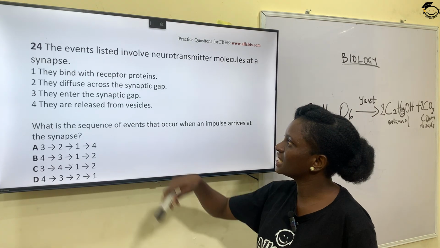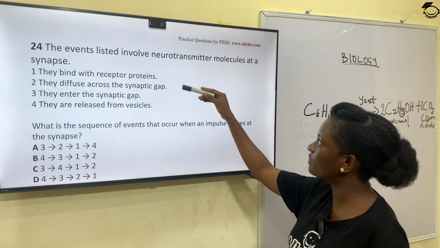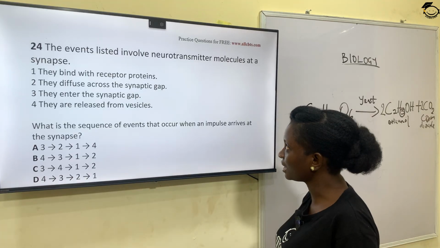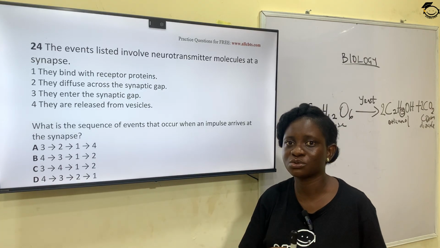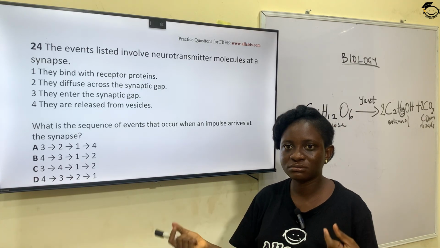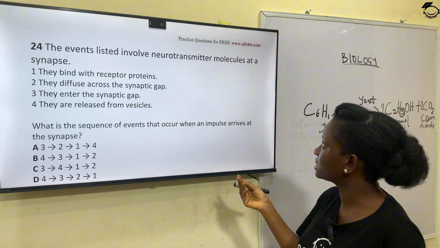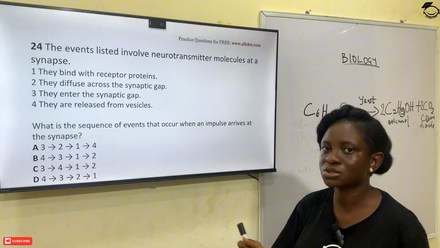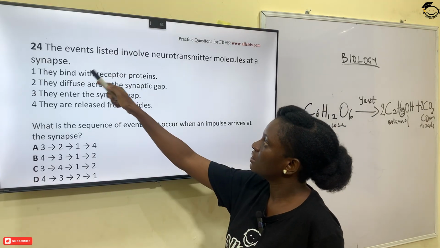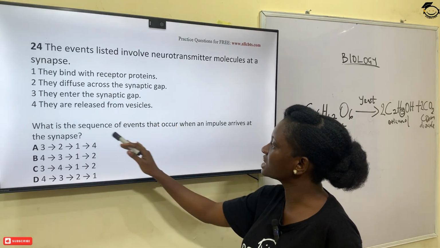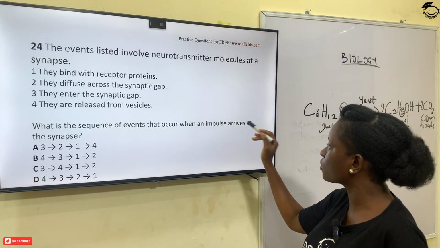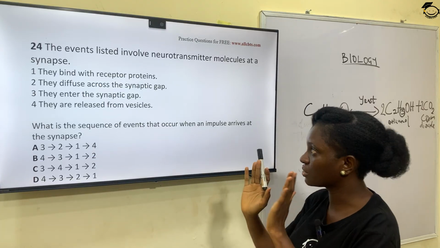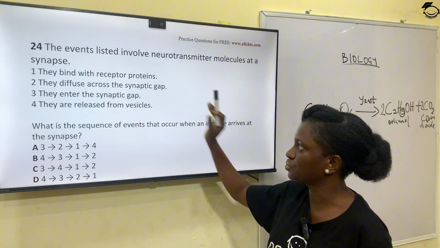Question 24. The events listed involve neurotransmitter molecules at the synapse. So neurotransmitter molecules are chemical messengers that send signals to the brain. So what is the sequence of the events that happens when an impulse arrives at the synapse? So what is the correct order? That's what we have to do here.